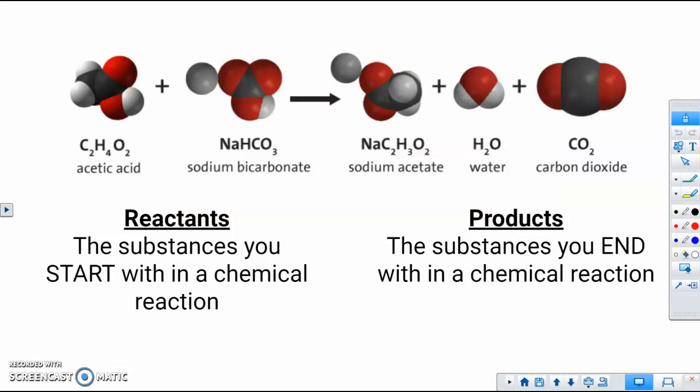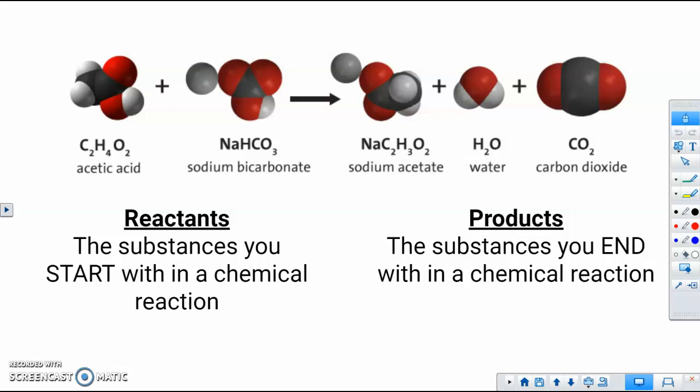Here, you'll find at the top of this slide the chemical equation along with pictures of molecules for the baking soda vinegar experiment that you guys performed in the lab. And you'll see that we start off with our vinegar, the acetic acid. We add sodium bicarbonate, that's your baking soda. We end up with three different things, sodium acetate, water, and carbon dioxide.